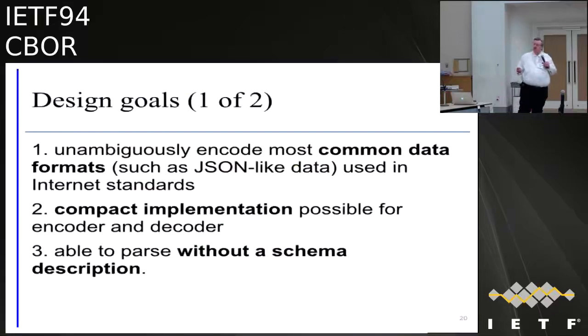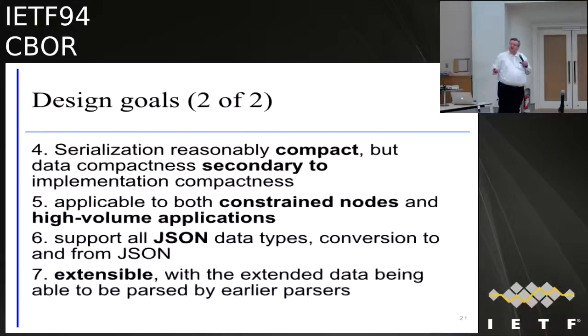More specifically, the design goals were being able to encode all the data that we actually use in IoT and generally in IETF protocols. Make a compact implementation possible. That's the code size thing. Being able to parse without a schema description, that's the same thing as with JSON. And that's very different, for instance, from XML, which you usually would want to use together with a schema description to get compact representation. This compactness is secondary to implementation compactness, so simplicity was more important to us than getting the last bit of efficiency out of it.